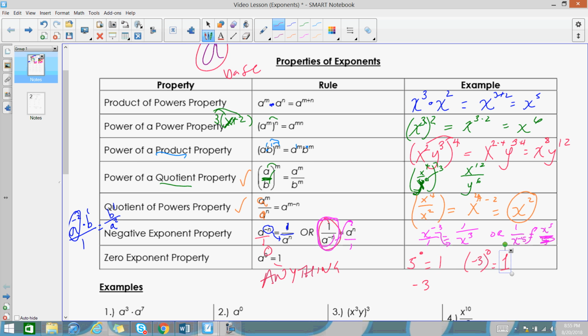If you had negative 3, like this, raised to the 0 power, check this out. It's not 1, it's actually negative 1. All right, because technically there's a 1 here times this. The negative is not raised to it, just the 3 is, so this would actually be negative 1.